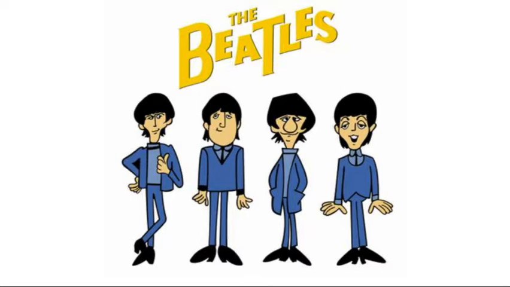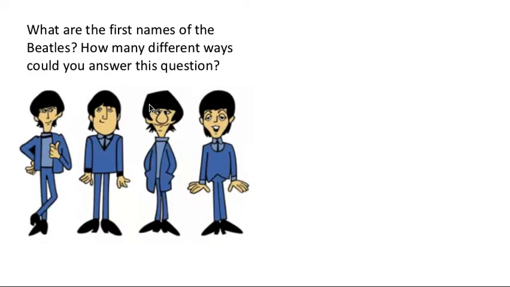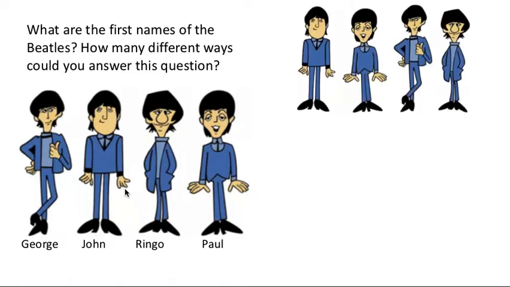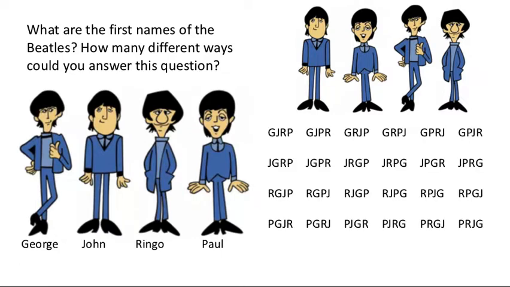Now we're going to think about the Beatles. Okay, famous band, most people know about the Beatles, and most people know the names of the Beatles. Now if you look at this little drawing here, we've got George, John, Ringo, and Paul. But if you ask most people who are the Beatles, they'll tell you in this order: John, Paul, George, and Ringo, because the drummer's always last. No judgment.